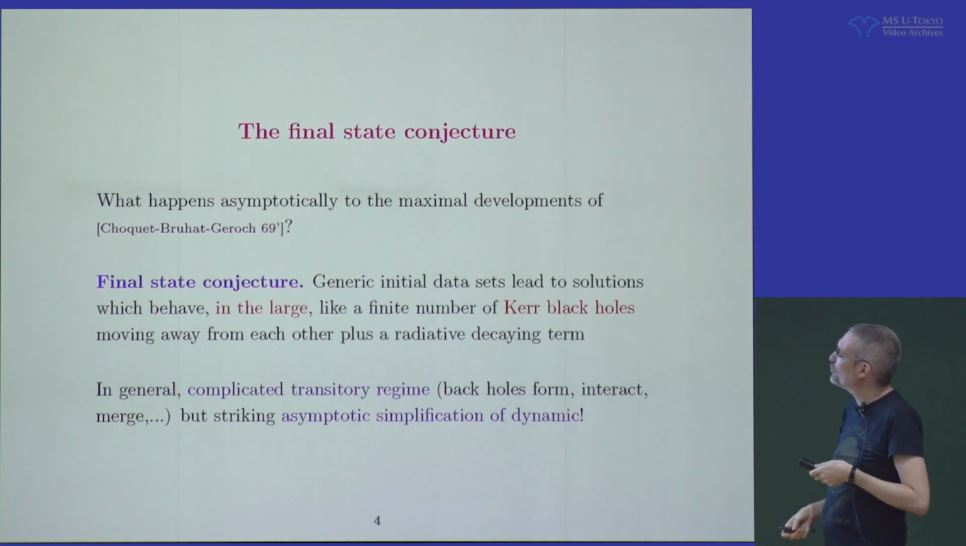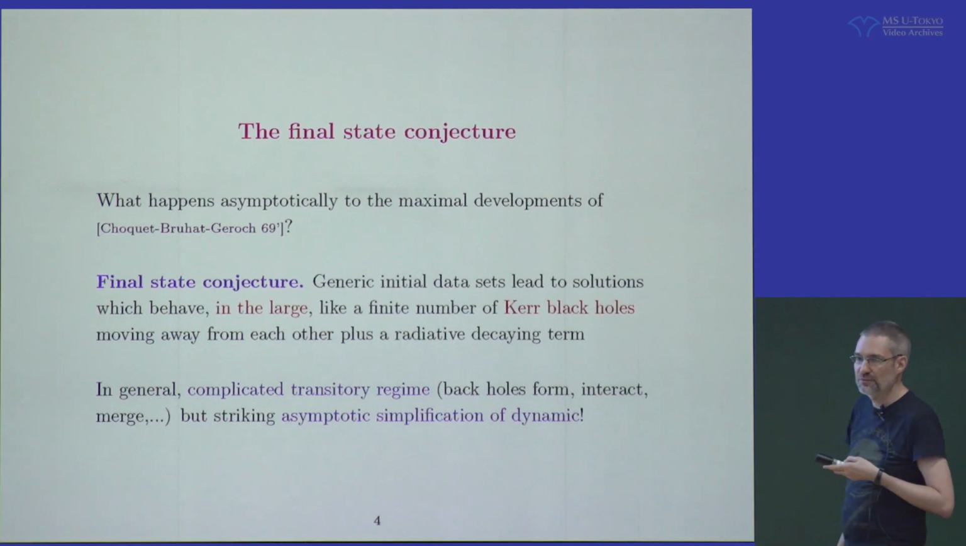So what this tells you is that in general, what you should expect is that there is a very complicated transitory regime. In this transitory regime, at first, you expect that black holes will form, that they will interact, that they will possibly merge, and in fact, black hole merger is the main source of gravitational waves that has been observed so far by the gravitational wave observatories such as Virgo and LIGO. But what happens is that there will be a striking asymptotic simplification of the dynamics. If you wait sufficiently long, this complicated transitory regime will disappear, and asymptotically, you will have this very simple description according to this conjecture. Okay?